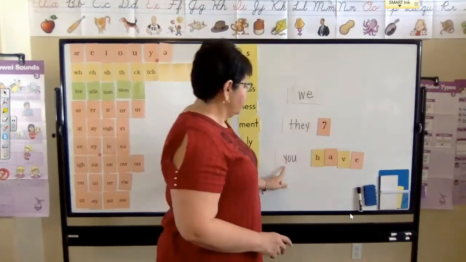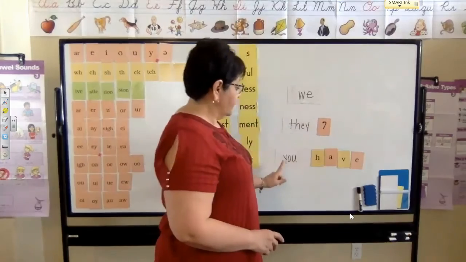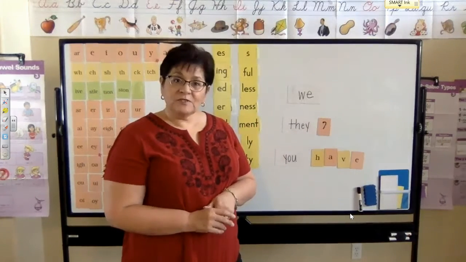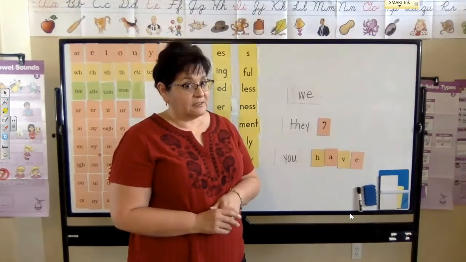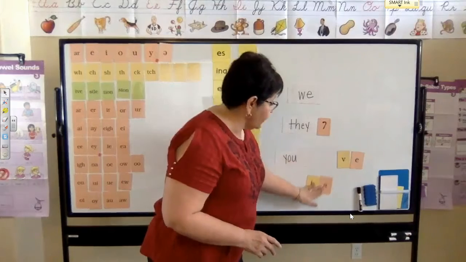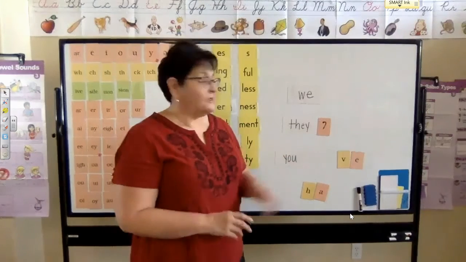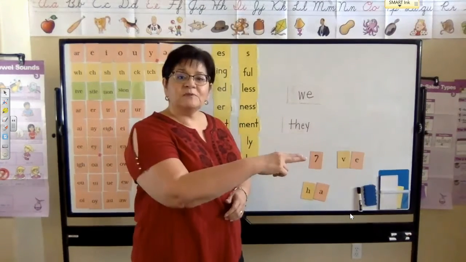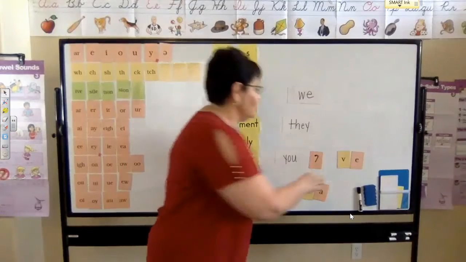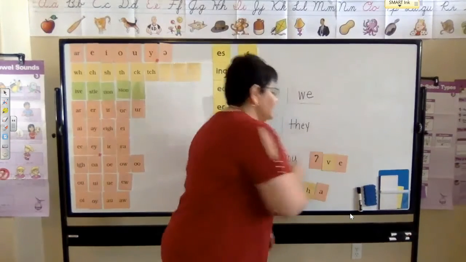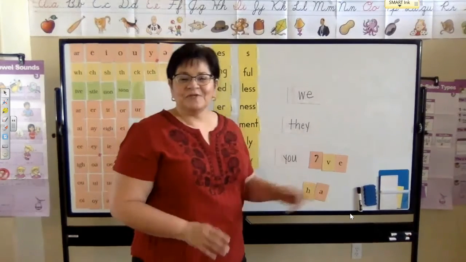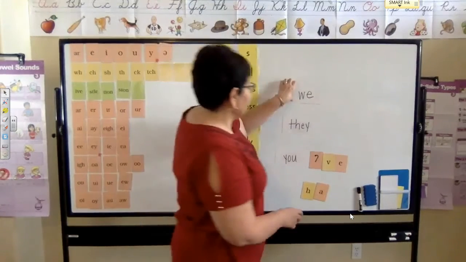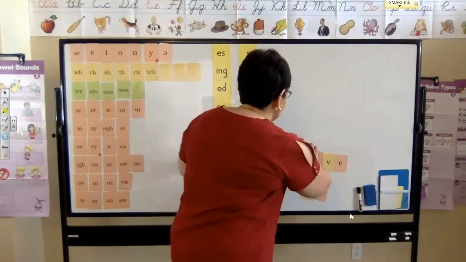Let's try one more. Ready? Let's read them. You have. You have been helping me today. What do I do? Tell me. Take away the H and the A. Replace it with the apostrophe. And what do I do with my V and E? Scoot them over. And now what do we have? You've. You've been helping me today. Good work.